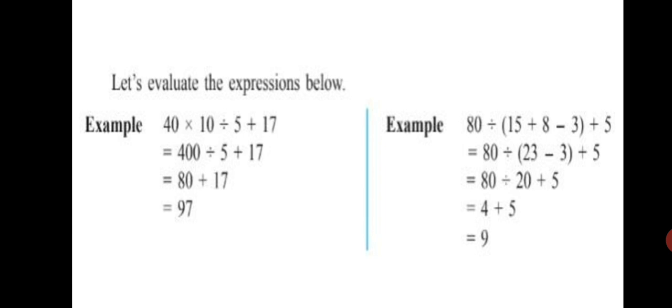So 400 divided by 5 plus 17, you got your first step. Second step, now we are going to divide. We have division and addition, but we know the rule: multiplication and division should be done first. So 400 divided by 5 gives you 80. 80 plus 17 is your next step. And the final answer when you add them is equal to 97. So you have simplified the expression and found out its value.